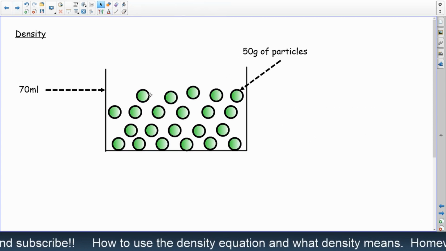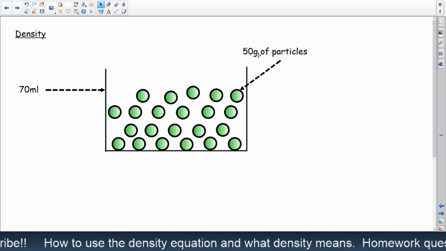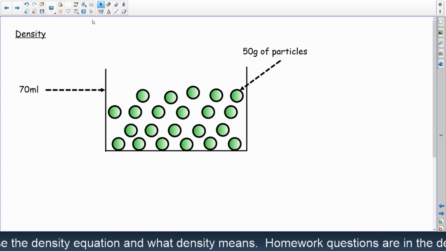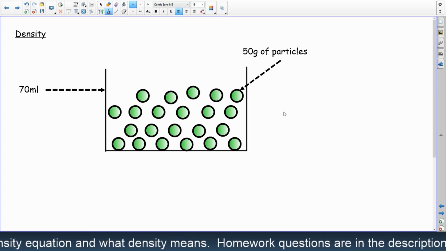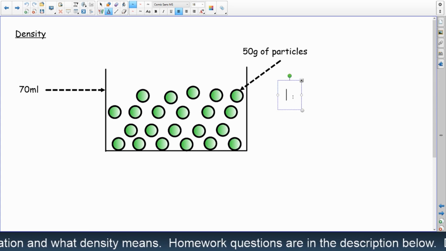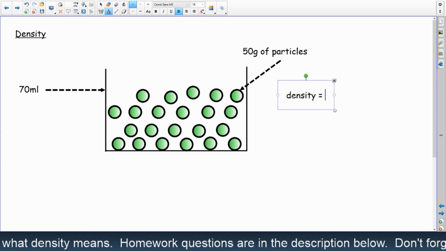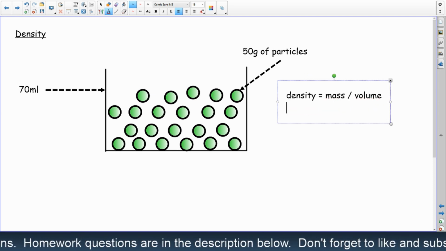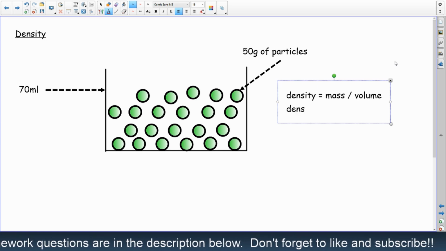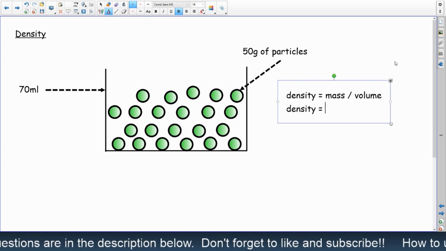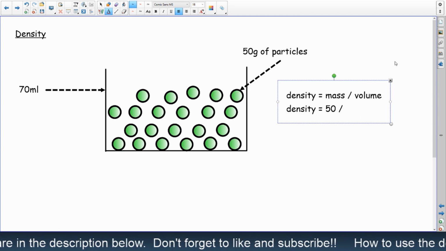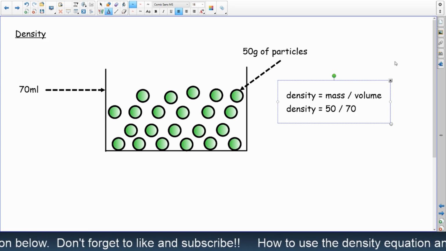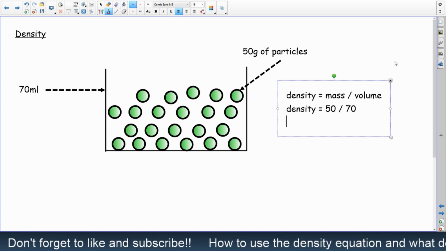Okay, so let's pop on a little bit and see if we can make this work. Let's imagine that we have some particles in a container, and these particles have a total mass of 50 grams, and they are occupying a volume of 70 milliliters. So what we'll want to do is calculate the density of this. So we'll use the equation density equals mass divided by volume. That's our equation. Then we can say that the density is equal to the mass, and in this case the mass is 50 grams, we'll deal with that later, divided by the volume, which is 70 milliliters. That's going to be a problem, but we'll deal with it again later. We'll just do the numbers now.